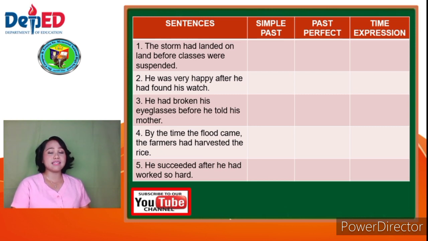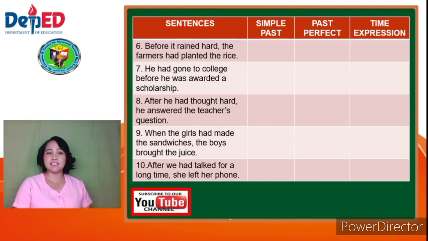Again, you have to write the simple past, past perfect, and time expressions of each sentence. Number 6, before it rained hard, the farmers had planted the rice. 7, he had gone to college before he was awarded a scholarship. 8, after he had thought hard, he answered the teacher's question. 9, when the girls had made the sandwiches, the boys brought the juice. 10, after we had talked for a long time, she left her phone.